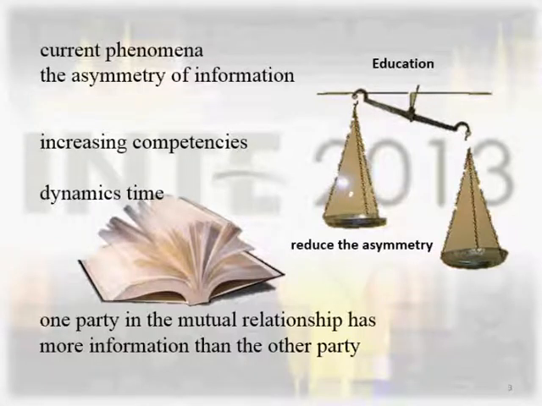In life we meet with asymmetric information, which means that one party in the mutual relationship has more information than the other party. Asymmetry of information can generate benefit to one side, but may also cause so-called market failures. It is necessary to find a solution to this problem. Education may also contribute to a reduction in the volume of the information asymmetry.